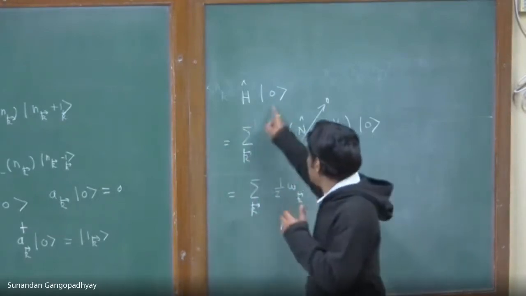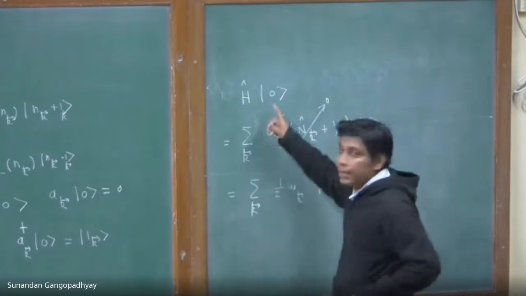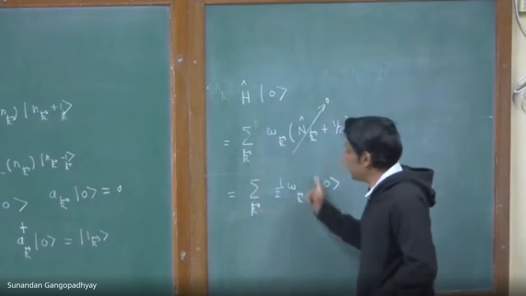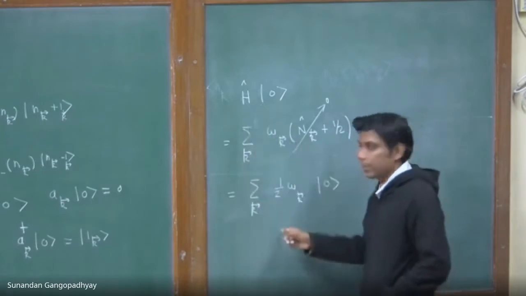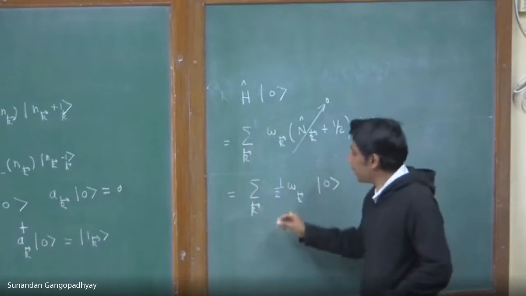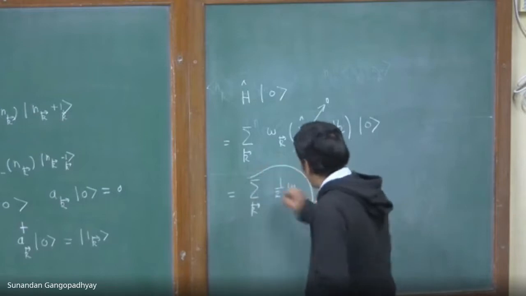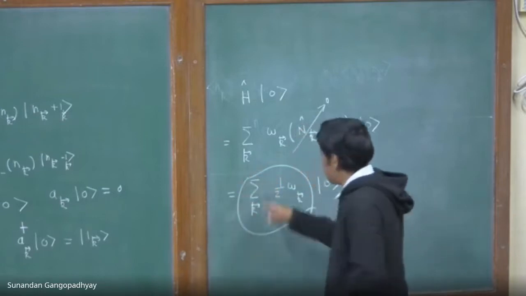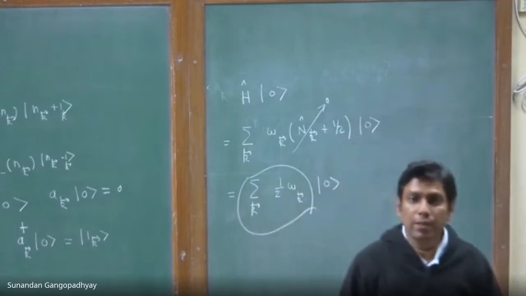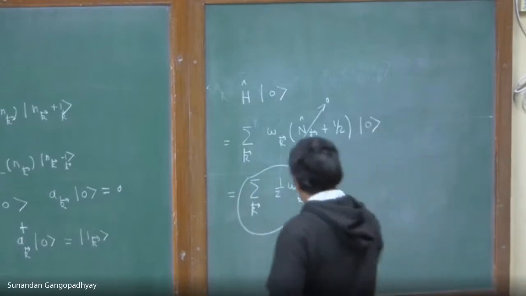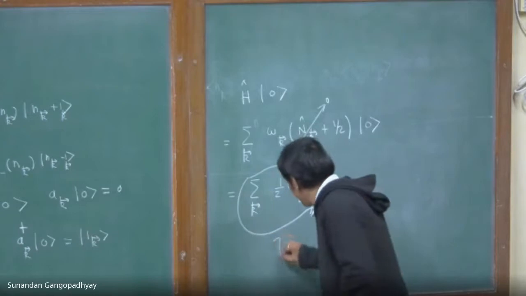Okay, so this vacuum state is a state whose energy is this, because you can read out the eigenvalue from this equation. The energy of the vacuum state is basically this quantity, summation over k of half omega k. This is the energy of this vacuum state, and you can see that this is called the 0-point energy.